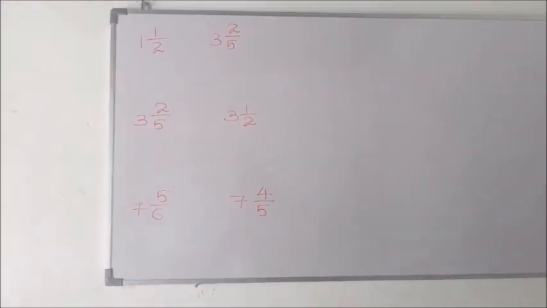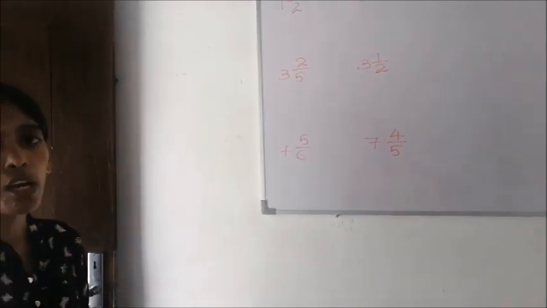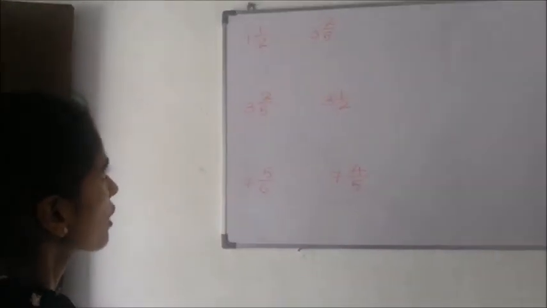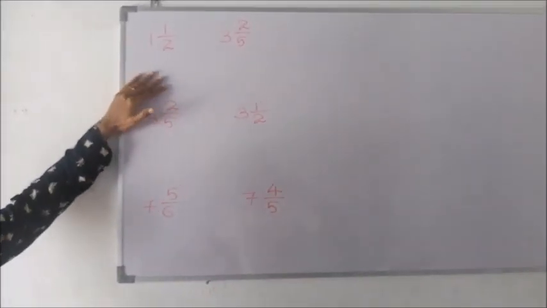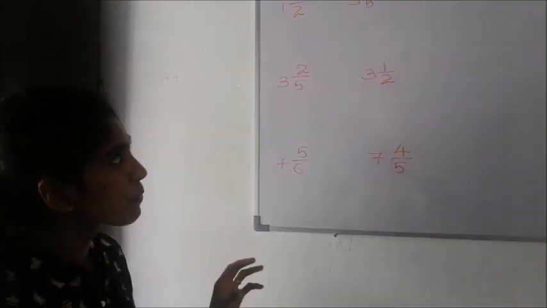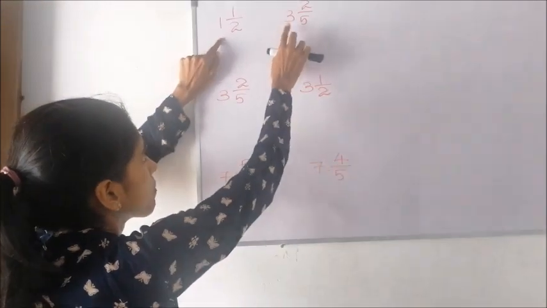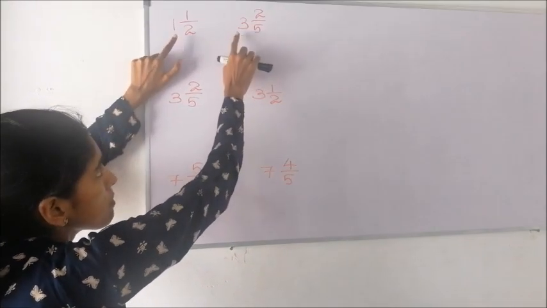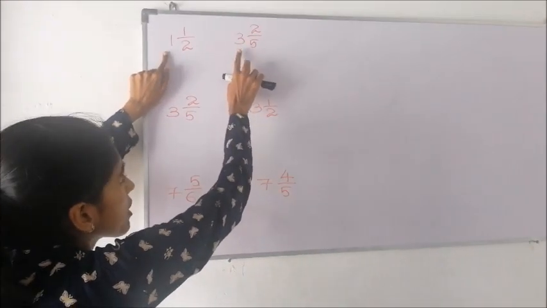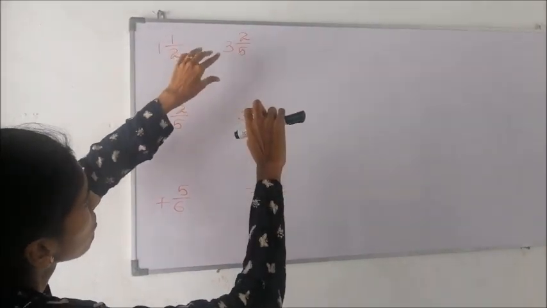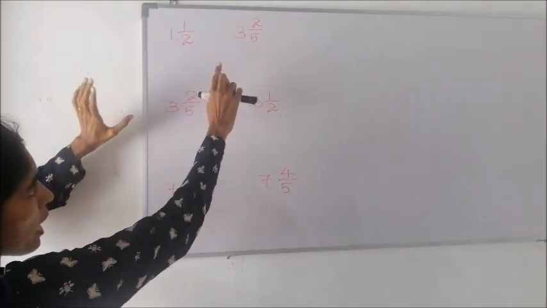Now children, we are going to compare the mixed numbers. Earlier we compared fractions. Now we are going to compare the mixed numbers. Look at the first example, 1 and 1/2, 3 and 2/5. Firstly, when we compare, look at the whole part, the whole number in the mixed number. Here 1, here 3. That means by looking at the whole number, we can compare.